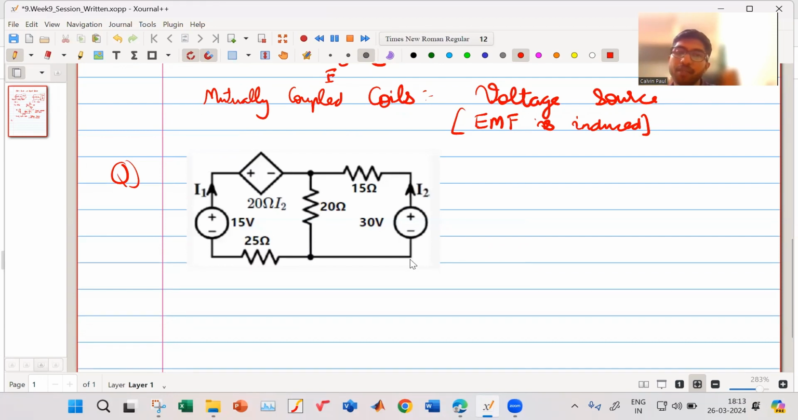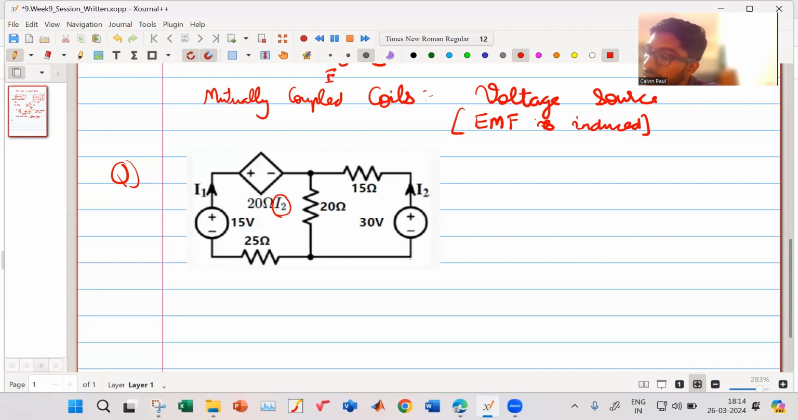So how many independent voltage sources are here? Two. There's a 15-volt voltage source and a 30-volt voltage source. And how many dependent sources are here? One, sir. So there's a voltage controlled voltage source. No, there's a current controlled voltage source. Okay, it is a voltage controlled by a current.